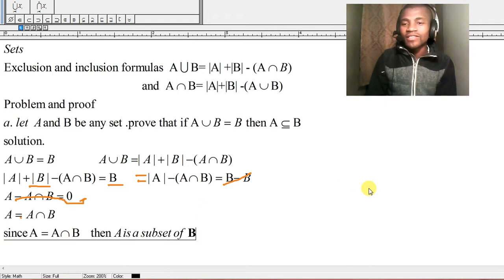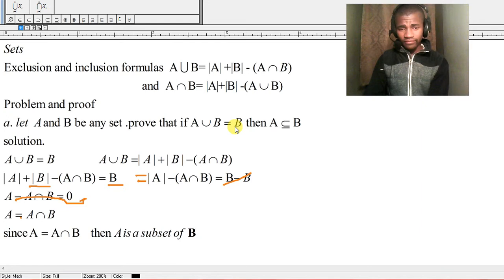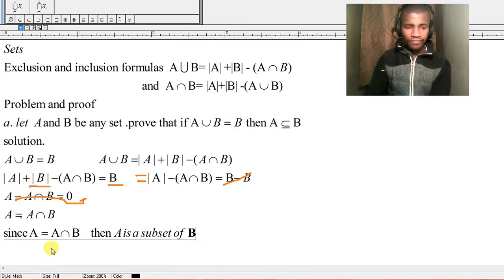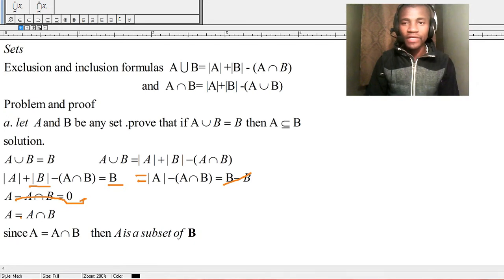So you can just write it in the other form. Let's say, for instance, if you're having A union B is equal to B, then, okay, sorry guys, my minutes are up, so until next time I'll give you the other part.